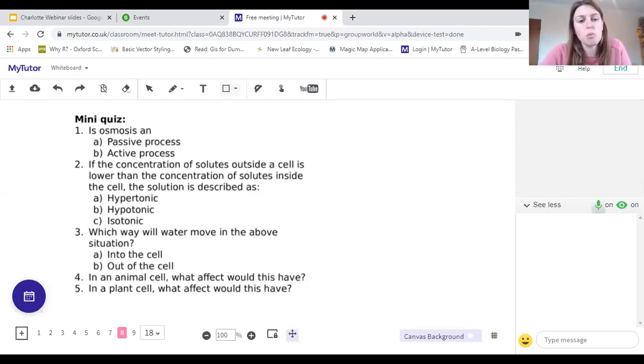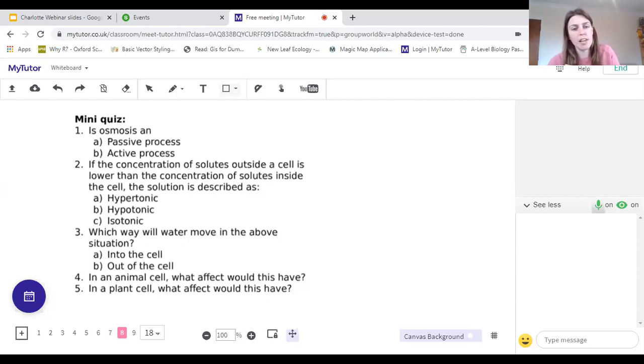Question 3, which way will water move in the above situation? A, into the cell, B, out of the cell. It's hypotonic. And we just said that the water outside is of a higher concentration than inside, so the water will move into the cell. That would be A, into the cell, the correct answer to 3.